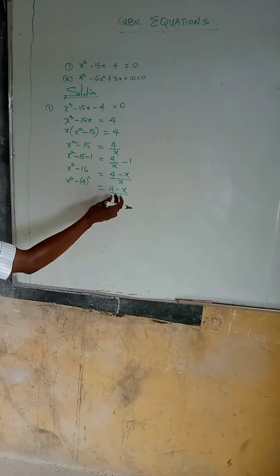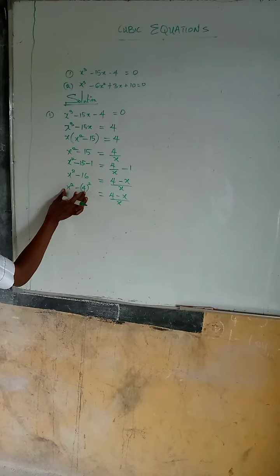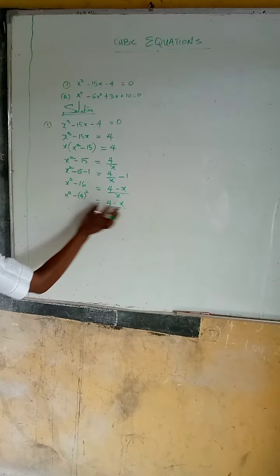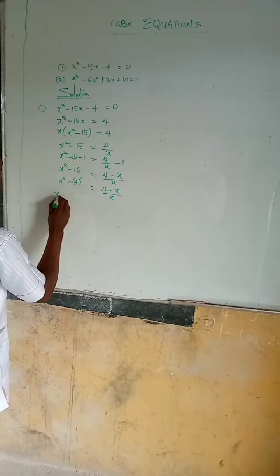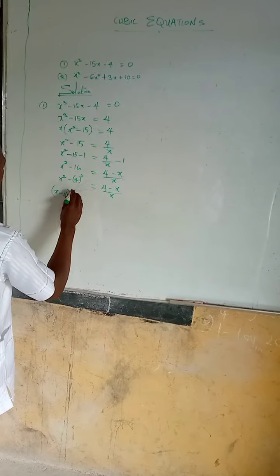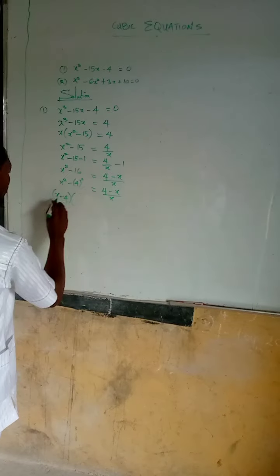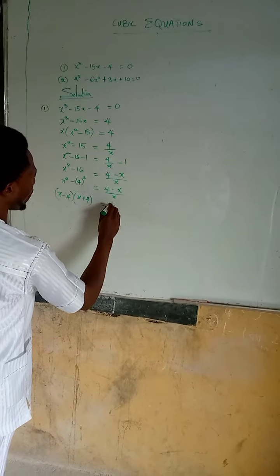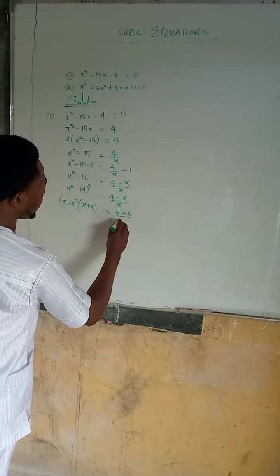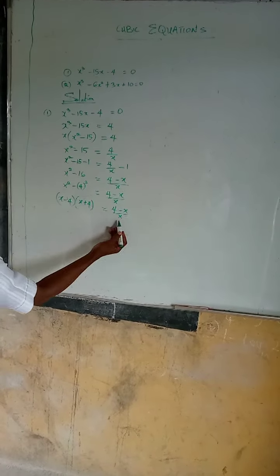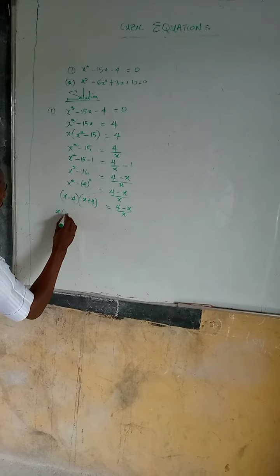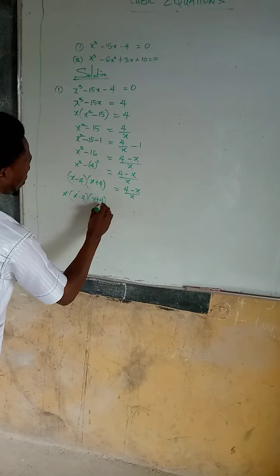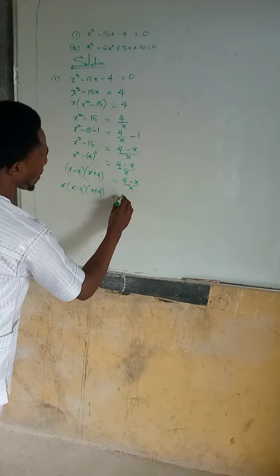You can see that this is a factor of this. This one is inside this one. That is where we are driving at. Then I can write this as x minus 4, difference of two squares, x plus 4, then equals 4 minus x all over x. Then let's take x back to this place. We have x into x minus 4 into x plus 4 equals 4 minus x.